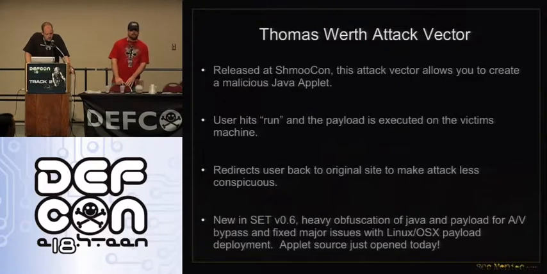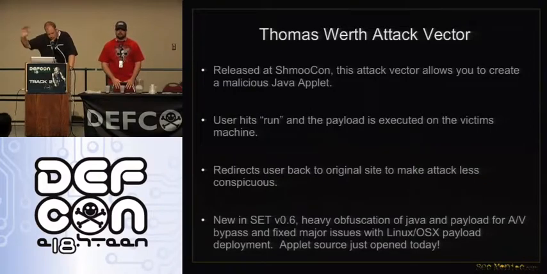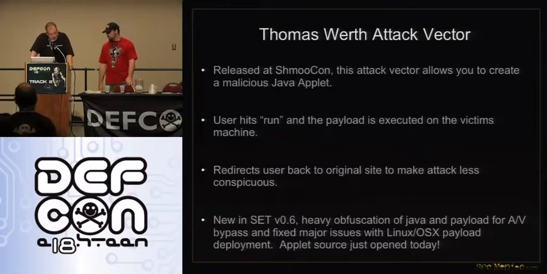So I've got to give a shout out to Thomas Worth, who helped me. He wrote the Java applet attack vector. It was closed source. We initially released it at ShmooCon closed source and heavily obfuscated. But we did open source it with version 0.6, which was released at B-Sides on Wednesday. So you can manipulate the source code for this, use anything you want with it, do what you want to. It's all open source. So again, special thanks to Thomas Worth for that.